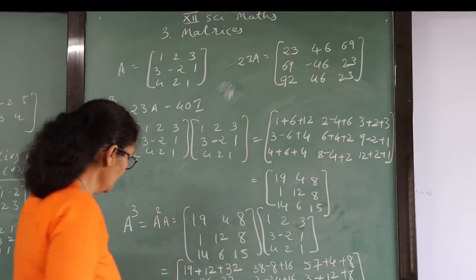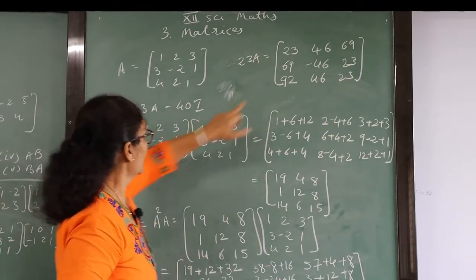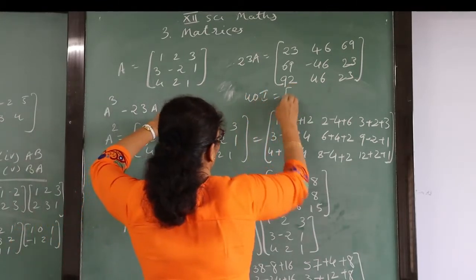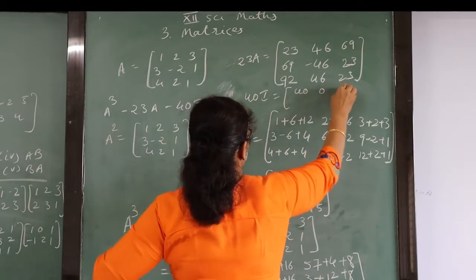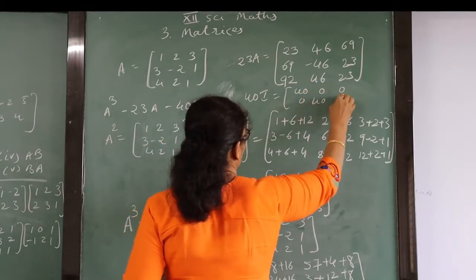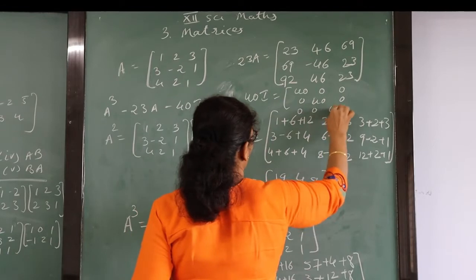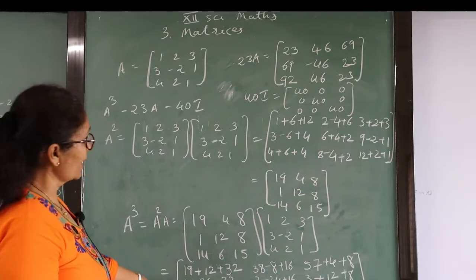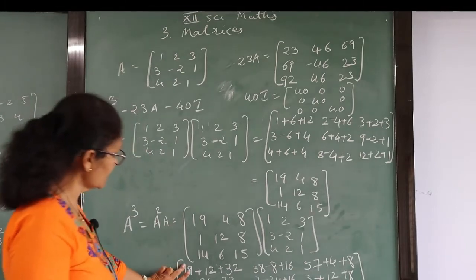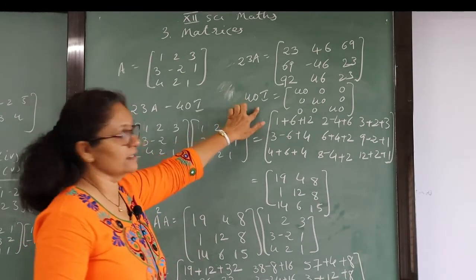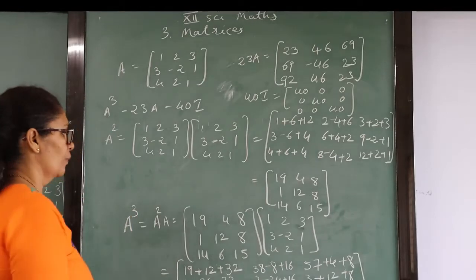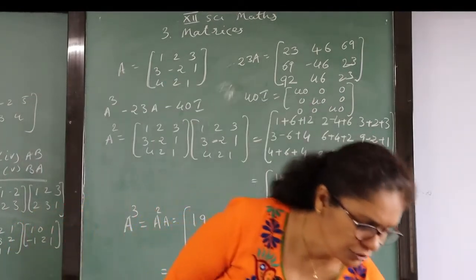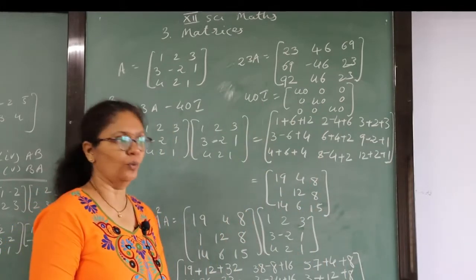Now what to add? This and the last term 40I. What is your 40I? Identity matrix with 40: 40 0 0, 0 40 0 and 0 0 40. Okay, now I have written all the terms. I have to add and subtract. Then what is the answer? Minus this minus. It should be 0. That will be your answer, so it is already a solved sum in your textbook. So addition and subtraction I think you can do very well.